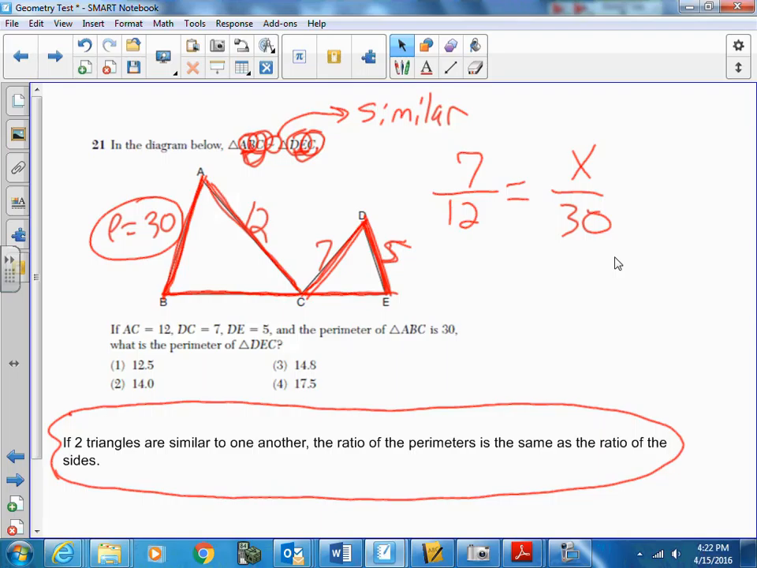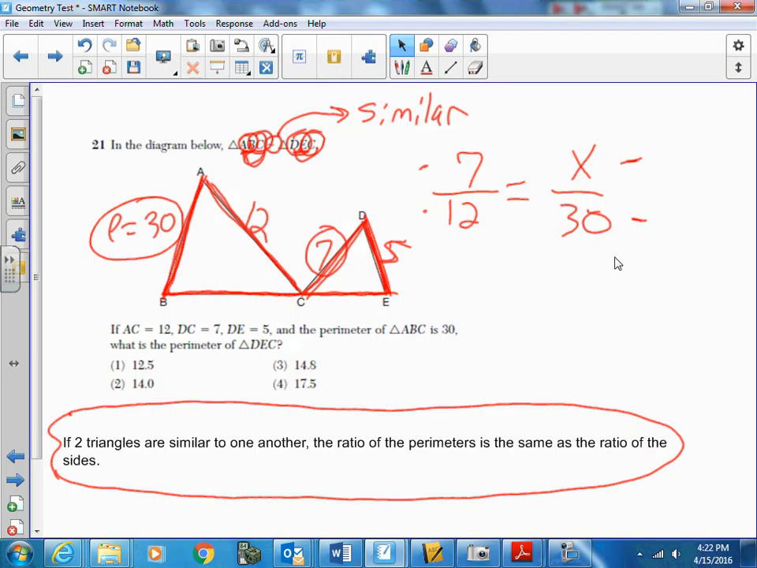What that's saying is the ratio of the side in the smaller triangle, 7, to the corresponding side in the larger triangle, which is 12, is equal to, or the same ratio as, the perimeter of the smaller triangle, which we don't know, to the perimeter of the larger triangle, which is 30. All right, once you set that up, you're all good.